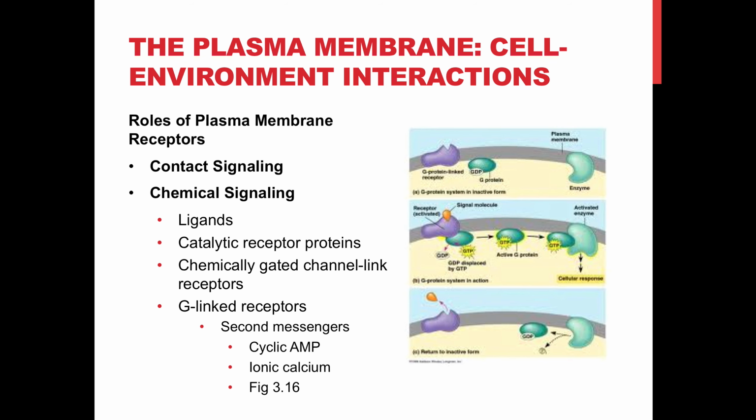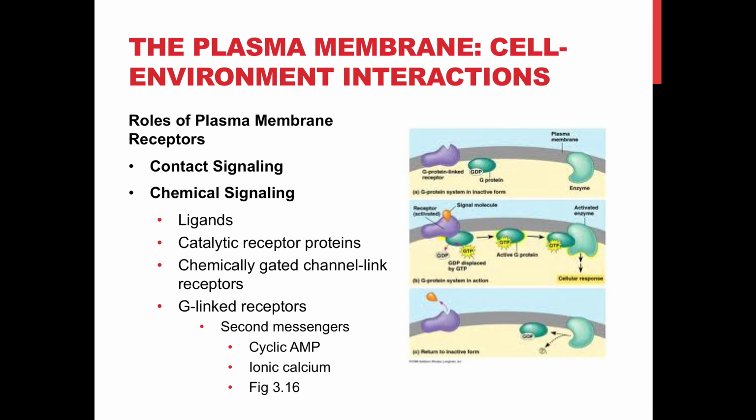Though cell responses to receptor binding vary widely, there is a fundamental similarity. When a ligand binds to a membrane receptor, the receptor structure changes, and the cell proteins are altered in some way. For example, catalytic receptor proteins are membrane proteins that respond to ligands by becoming activated enzymes. Chemically gated channel-linked receptors, which are common in muscle and nerve cells, respond by transiently opening or closing ion gates, which in turn changes the excitability of the cell.